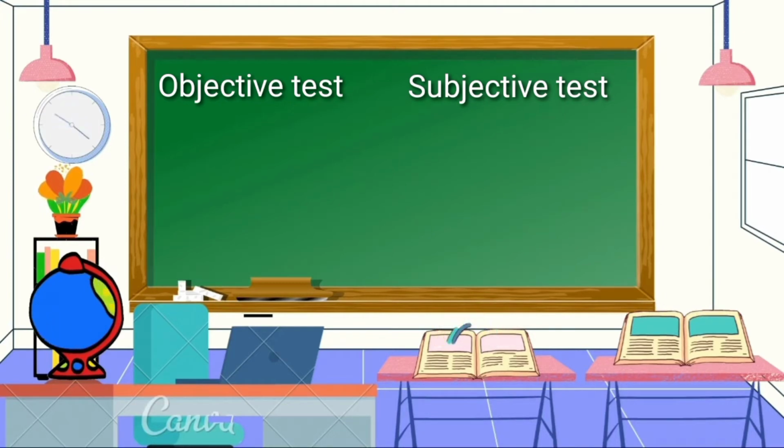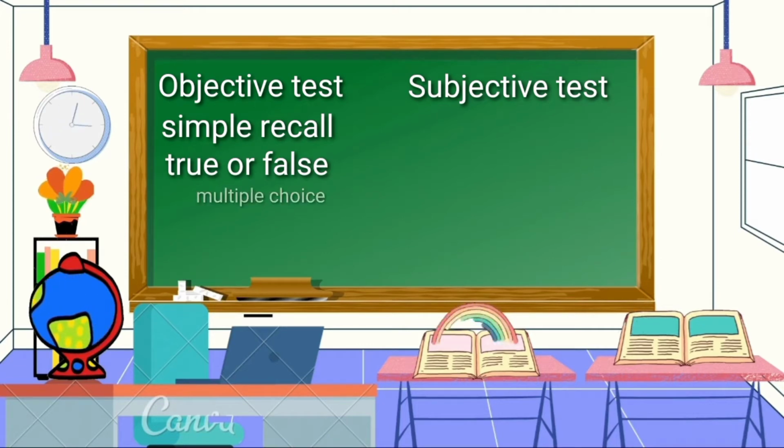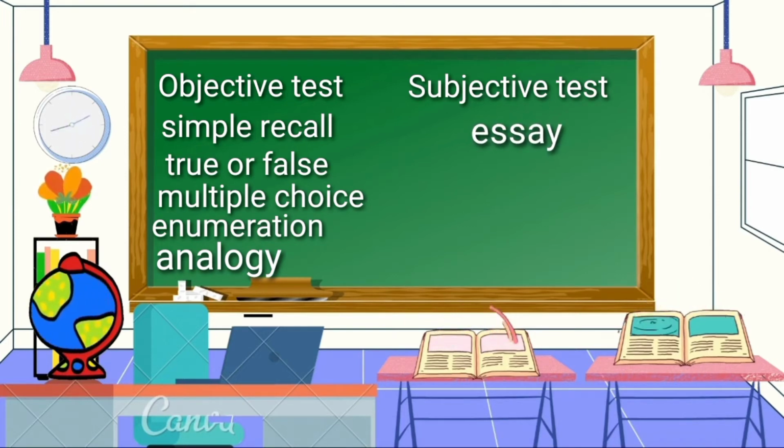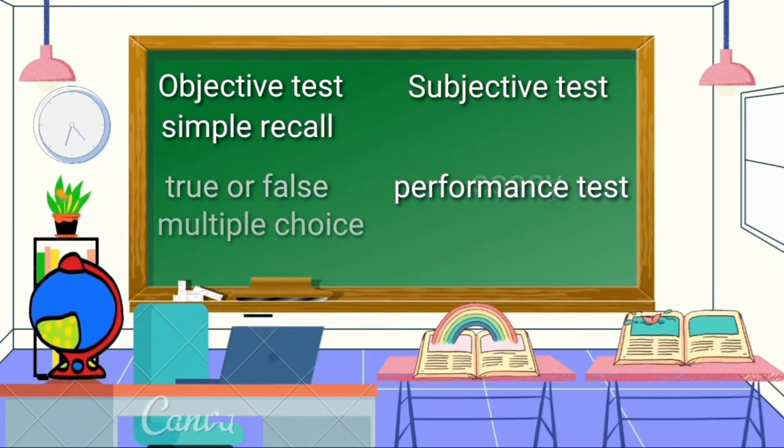Okay, so these are the types of objective test: simple recall, true or false, multiple choice, enumeration, and analogy. While subjective tests are the essay and performance test.